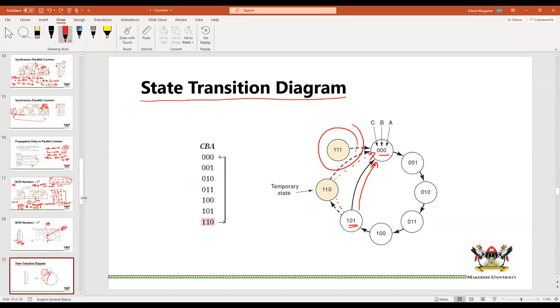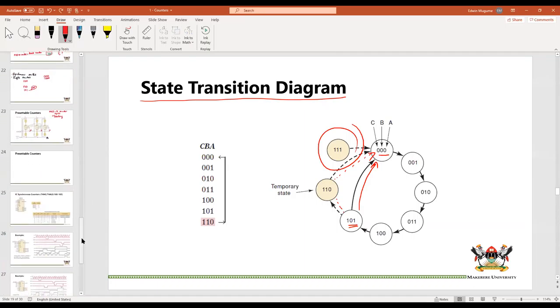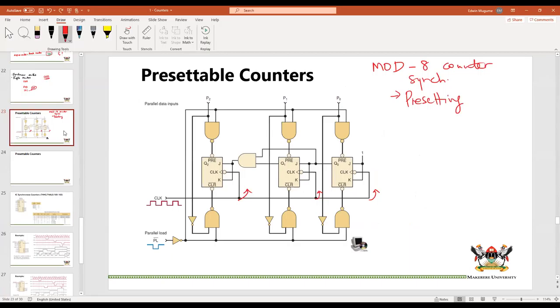So let us see how this one works. Presetting is also called parallel loading. You're loading states into the flip-flops, but you're doing them in parallel. So you're going to load something in this one, in that one, and in that one, all at the same time. That makes it parallel loading, as opposed to, for instance, serial, where you would have to shift the states one at a time through the counter. But this is parallel loading, or presetting a counter, and it happens synchronously.